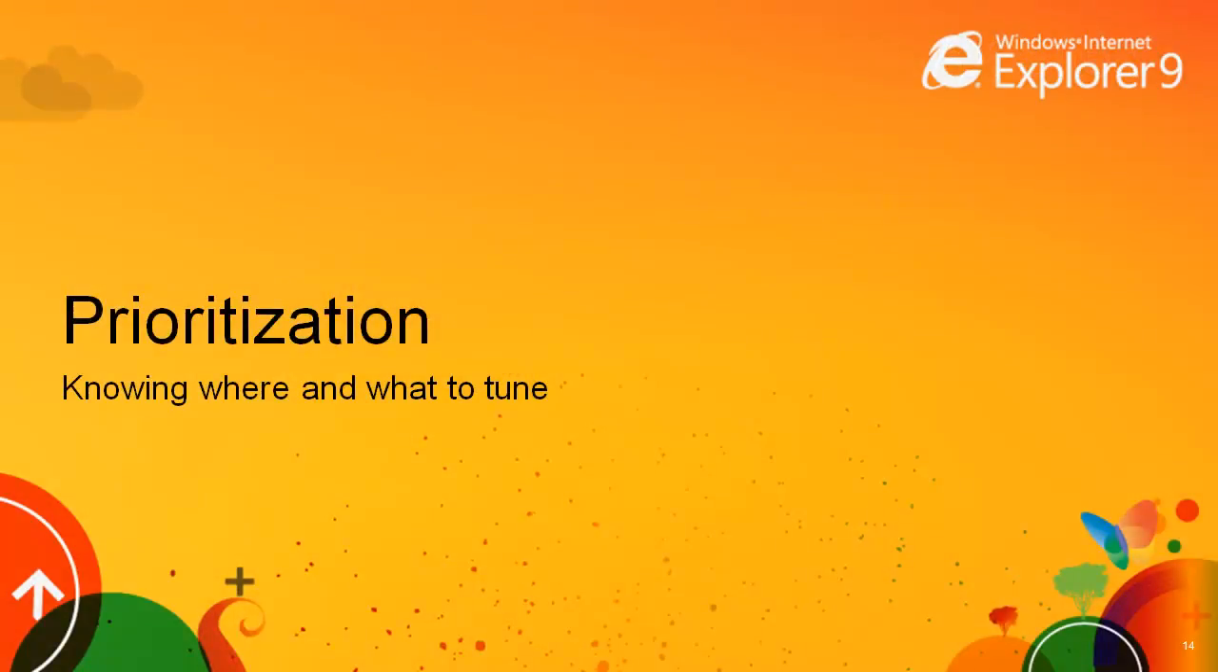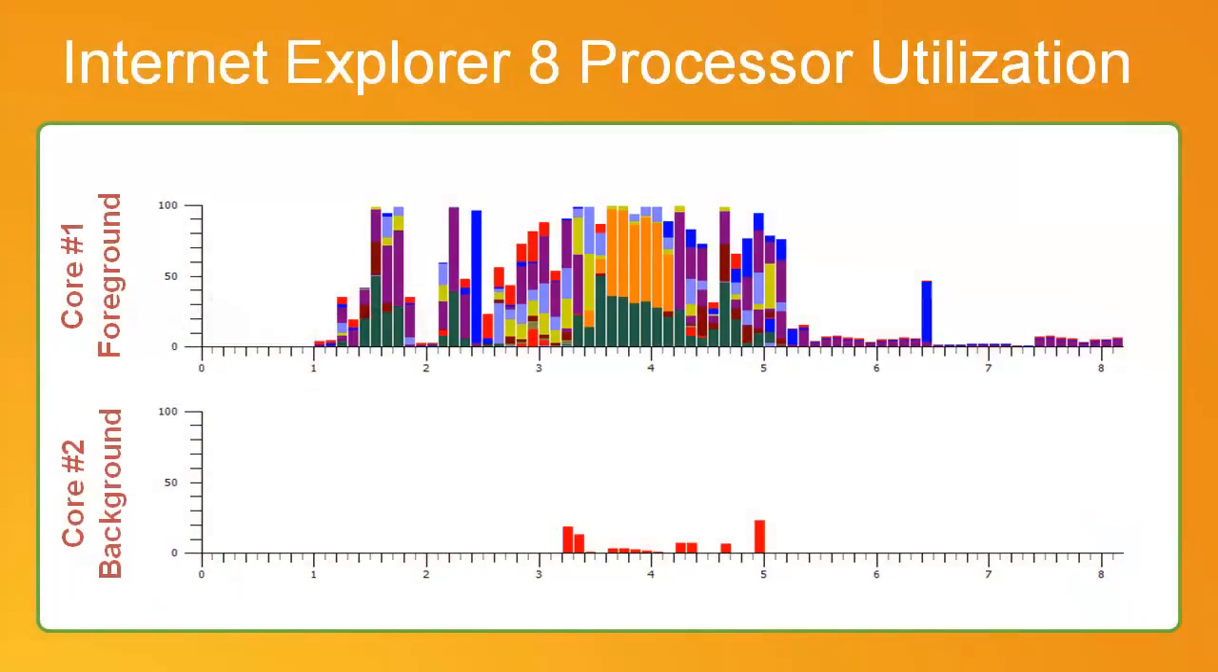So all of these questions were asked by the team. Where and what do we tune? That means we cannot put all of the resources into improving everything at once. We need to prioritize. So for that, we go one step backwards, and then we focus on Internet Explorer 8 and how the processor utilization happened.